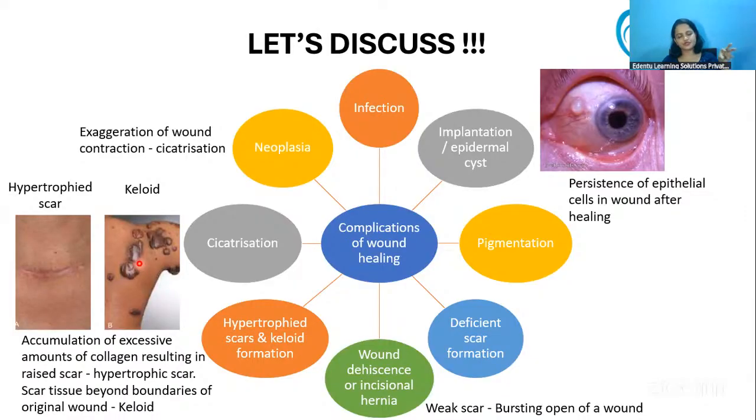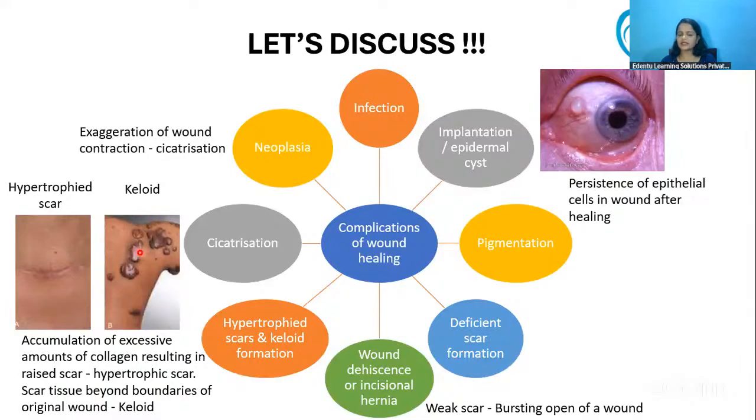If the scar tissue is forming in the particular region of the scar, then that is called a hypertrophic scar because of the increased amounts of collagen. But if it is forming at a place that is away from the scar, then that is called a keloid. Scar tissue beyond the boundaries of the original wound is called the keloid. Then cicatrization: because of the exaggeration of the wound contraction, cicatrization can also happen. And the last one is neoplasia.